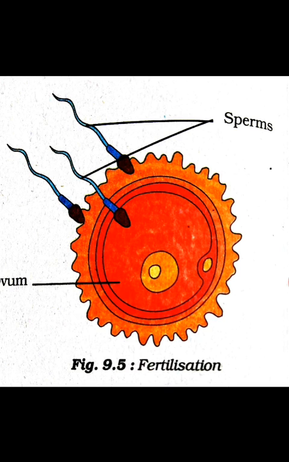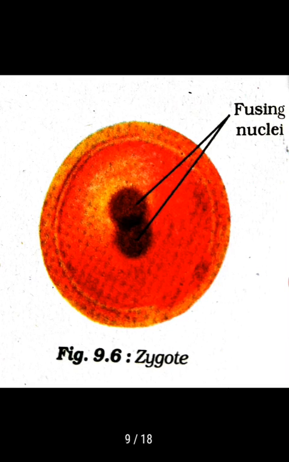See here, the fertilization process, here the sperms and the ovum. Sperms possess a tail. You know what is the use of the tail in a sperm? It helps in locomotion or the movement of the sperm. And here is the image of the zygote. How a zygote is formed, I already told you. When a male gamete and a female gamete fuse together, it results in the formation of a zygote. And the zygote is a fertilized egg.